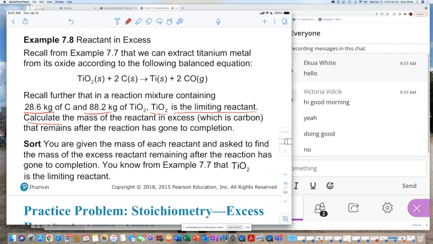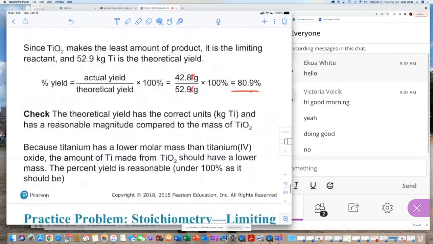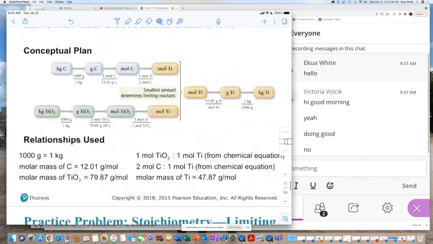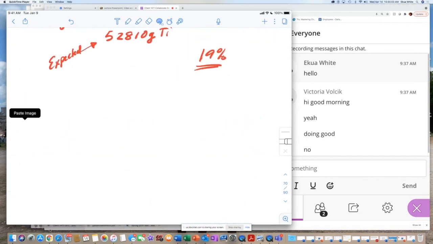Now they want you to calculate the mass of the reactant in excess, which is carbon, that remains after the reaction has gone to completion. Ooh. So they want us to add this little subsection to that question. Let me go ahead and copy it. So I'm going to add here. There's a fourth goal. Copy. And because I'm trying to be somewhat, not really lazy, but resourceful, I'm going to do that right here.